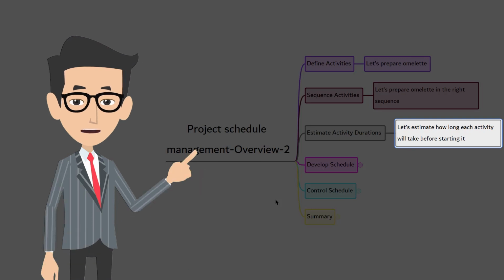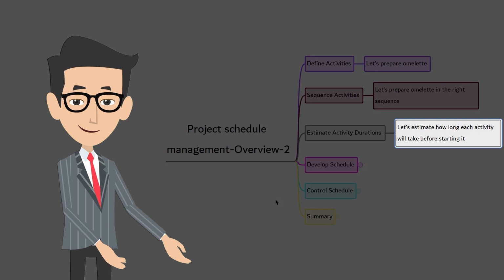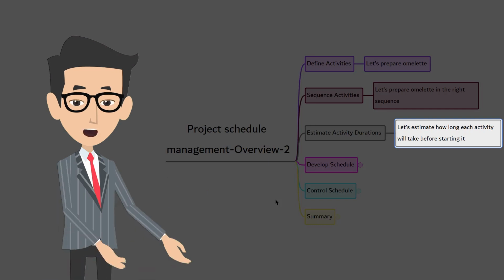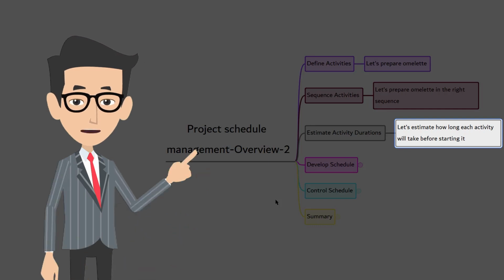So wouldn't it be nice if we knew how long an activity will take in a project? And that's exactly what we do in estimate activity duration. During estimate activity duration, we assign resources for those activities. The process of estimating the number of work periods needed to complete individual activities with the estimated resources is known as estimate activity duration.